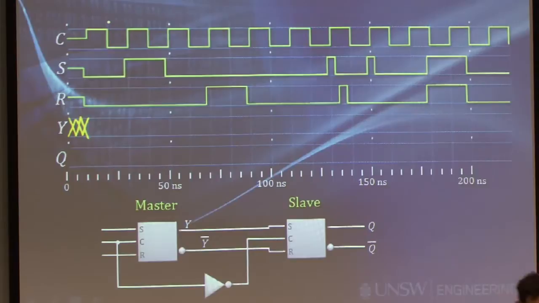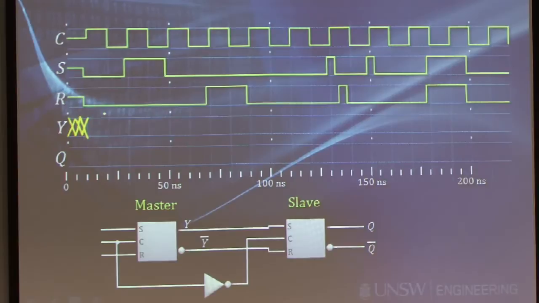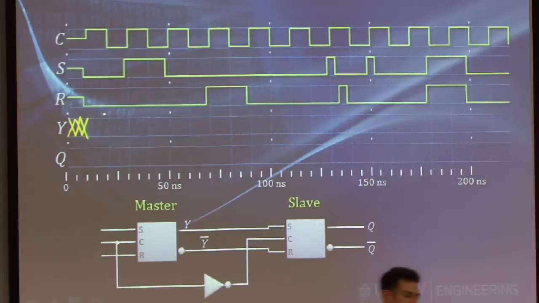So let's see what happens on S and R. Well, S and R are both low. When they're both low, we know that the latch just keeps its current value. What was the current value of this latch? I don't know. Nobody told me. So I still don't know what the value is, because the first thing that happens when the clock goes low is it says, well, keep what you had before. I don't know what I had before.